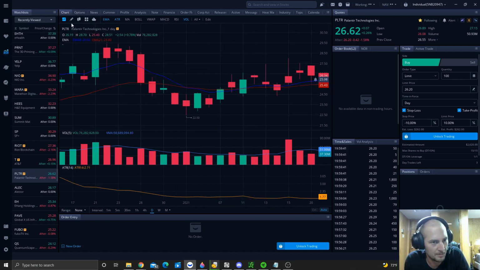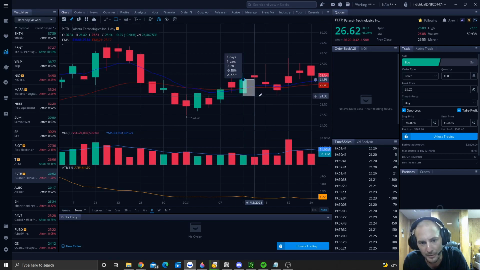So what I like to do is take my little drawing tool here and use this box. So here's our cross. Let's say our entry is at the close of the day. So one ATR is $2 from $25.95. So that is $23.95 roundabouts. So this is our stop. We just draw that in.